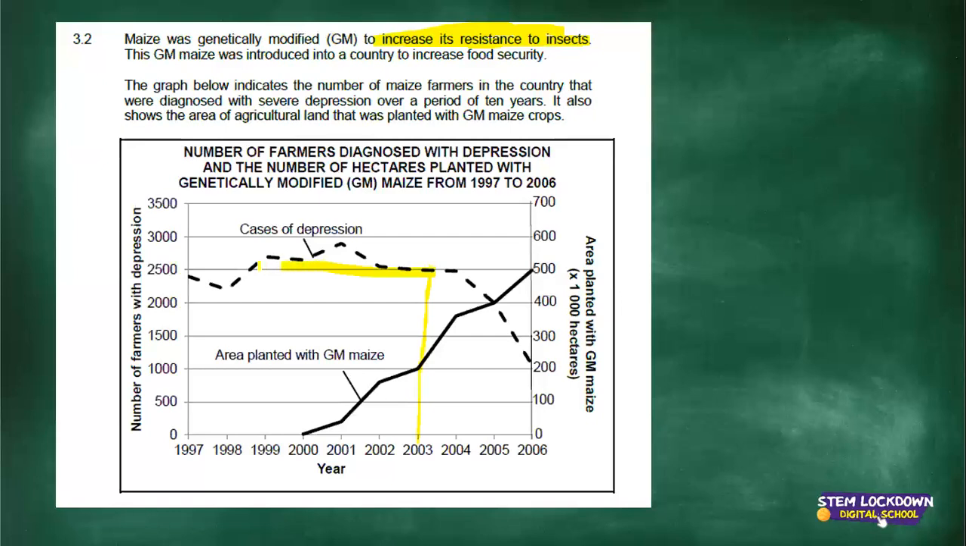Be sure you're looking at the correct y-axis. The one here is asking about the number of farmers with depression, so we are focused on that one. If it was asking about the area planted with GM crops, we were going to go to the right. But now we're looking at farmers with depression.